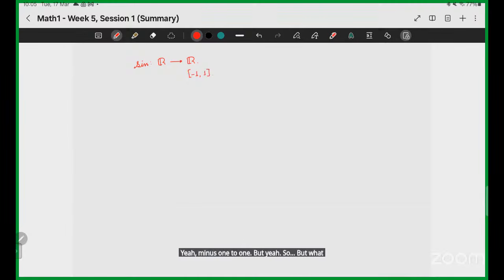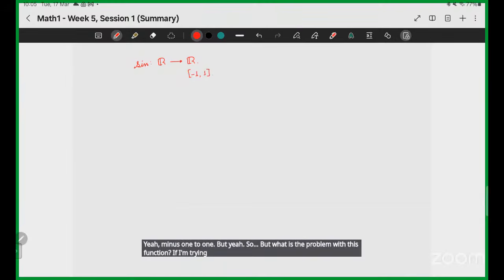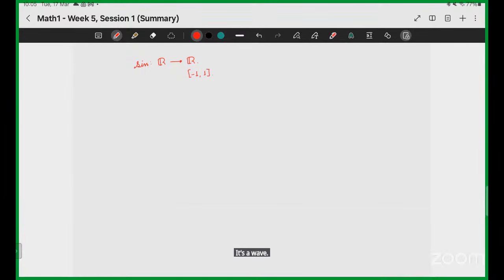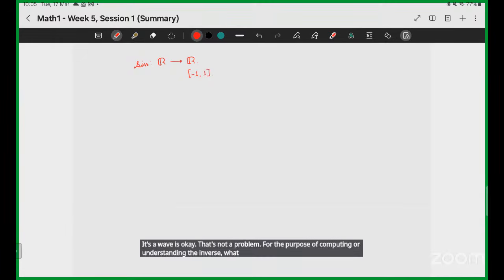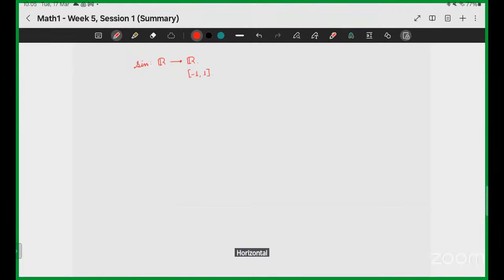But what is the problem with this function? If I'm trying to compute the inverse, what is the problem? It's a wave. That's okay, that's not a problem. For the purpose of computing or understanding the inverse, what is the obstacle? Horizontal line test. Yes, so it's a many to one function. That's the problem, right?